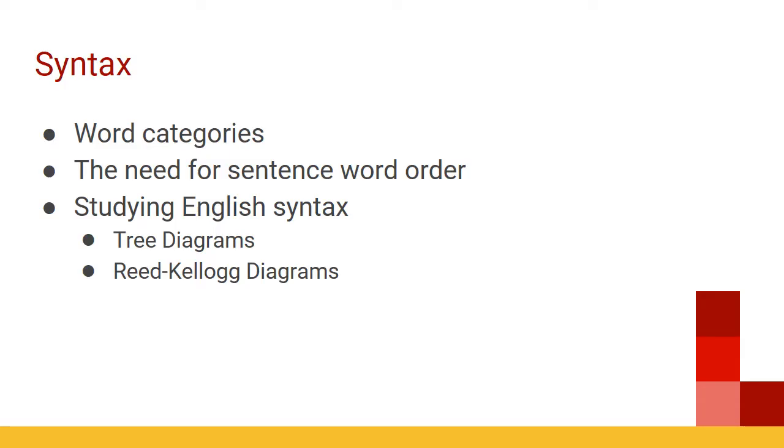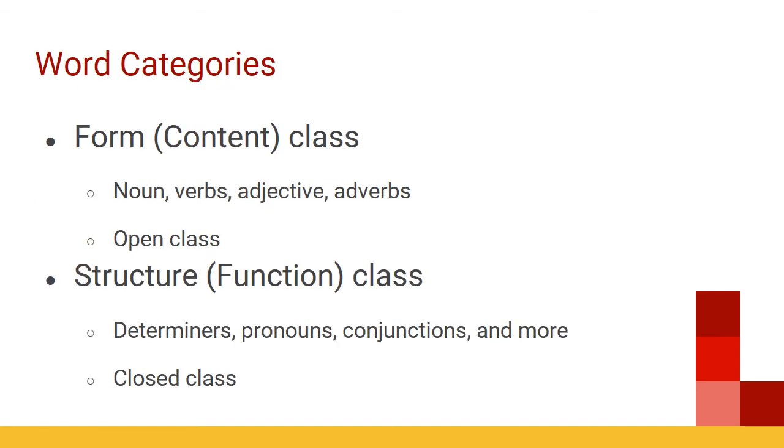We'll first talk about word categories and try to bridge our discussion of morphology with our discussion of syntax. Then we'll talk about the need for sentence word order in languages like English that don't have a lot of inflection. And then we'll take a look at two different ways that linguists can use to better understand, study, and examine English syntax: tree diagrams and Reed-Kellogg diagrams.